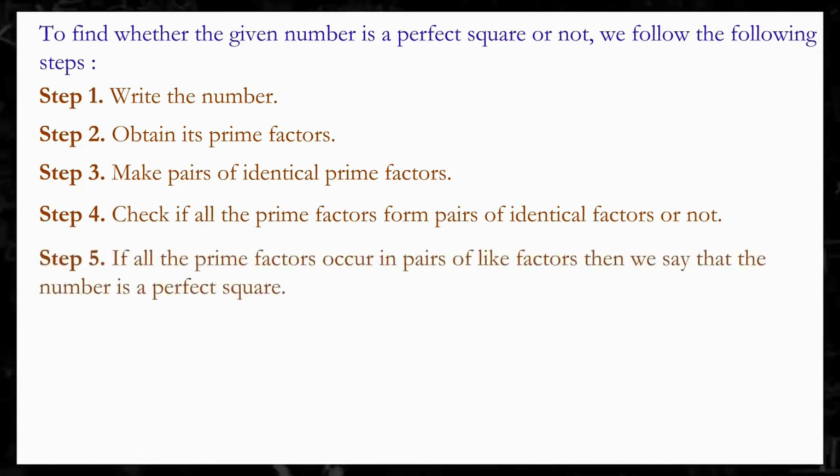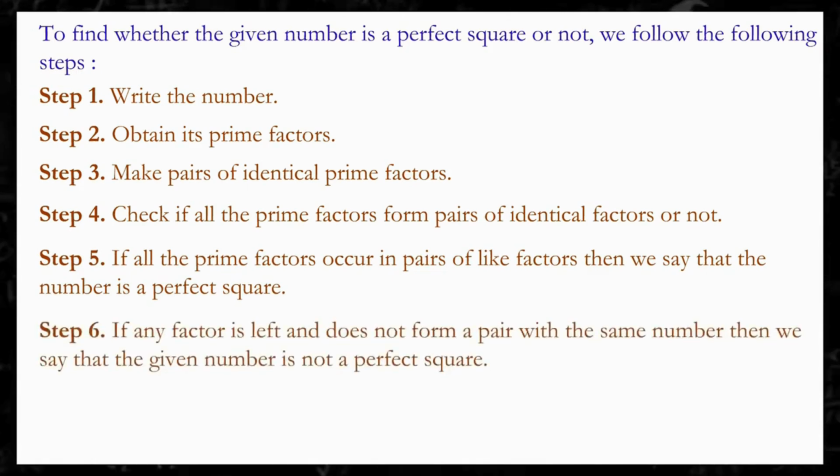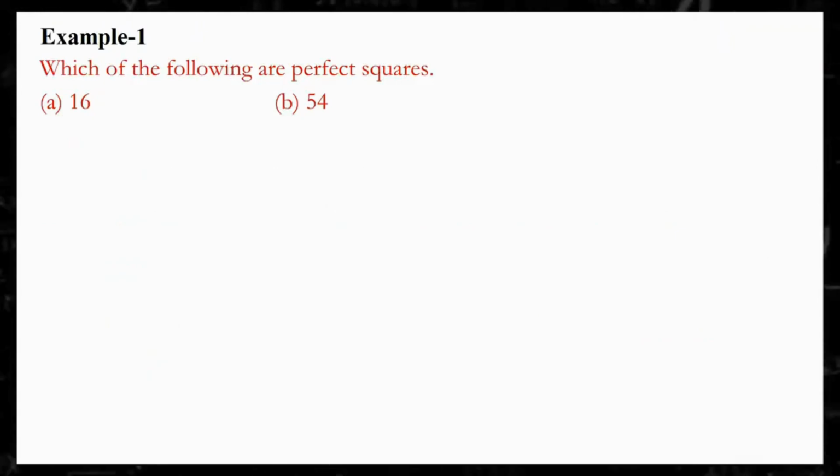Step 5. If all the prime factors occur in pairs of like factors, then we say that the number is a perfect square. Step 6. If any factor is left and does not form a pair with the same number, then we say that the given number is not a perfect square. Example 1. Which of the following are perfect squares? A. 16, B. 54. Solution.